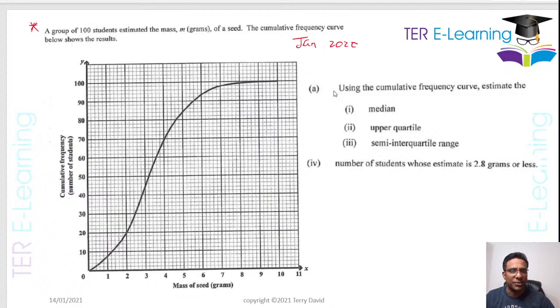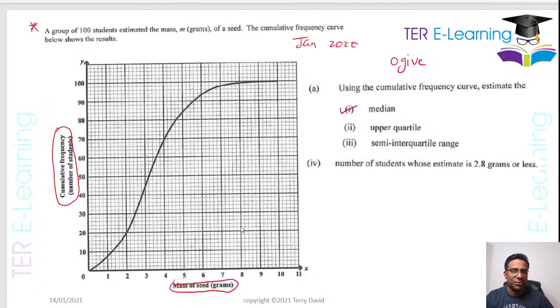Now, they want us to use the cumulative frequency curve to estimate first the median. Now look at this curve here. This is what we call a cumulative frequency curve. The shape of this curve is what we call an ogive. I've seen them ask this in the multiple choice already. That's the name of the shape that a cumulative frequency curve looks like. We have cumulative frequency on my vertical axis, and mass of the seed in grams on my horizontal axis.